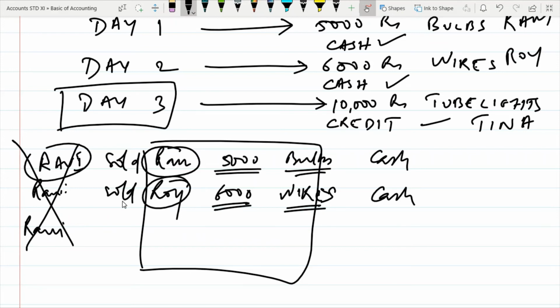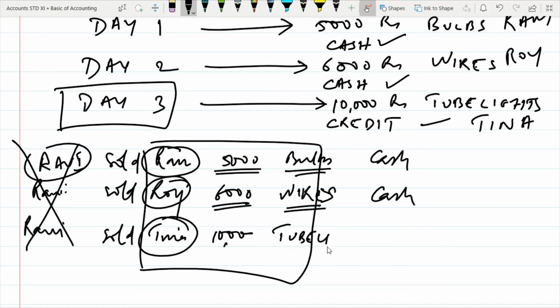Okay. But what is important here now, in this third day is sold to Tina. Obviously, will you write Tina's name here now? Is it important? What do you think? Because here 10,000, and here you would write tube lights. Here is the transaction complete? Has Tina given you the cash? See, in this case, you have received cash. In this case, you have received your money. But in this case, have you received your cash? No, you have not received your cash.